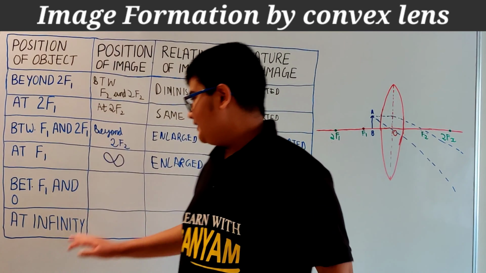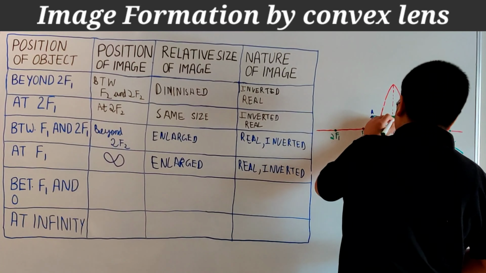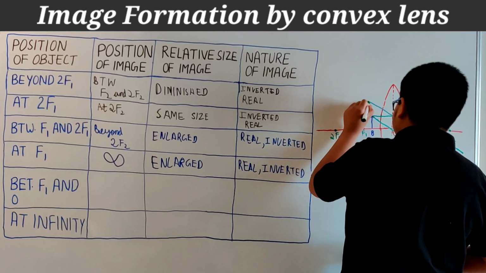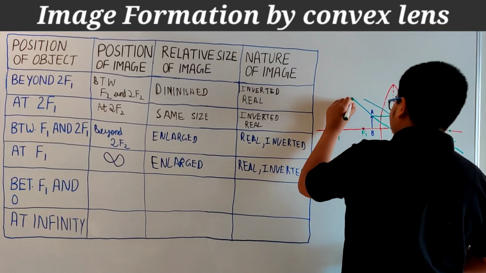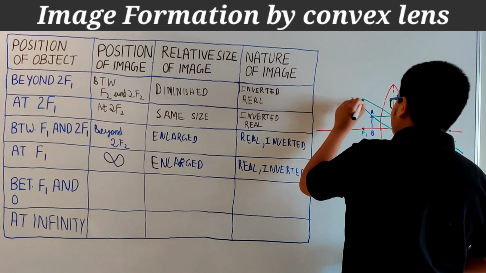But you can also observe that if we make these rays in the backward direction, then they will meet somewhere. So if we extend the rays in the backward direction, then both of these rays will meet. And here the image will be formed, A dash, B dash.